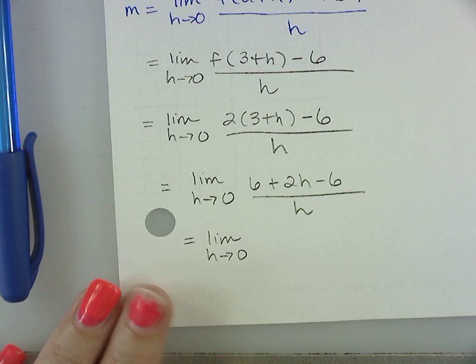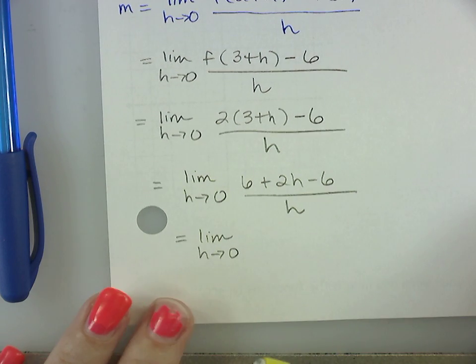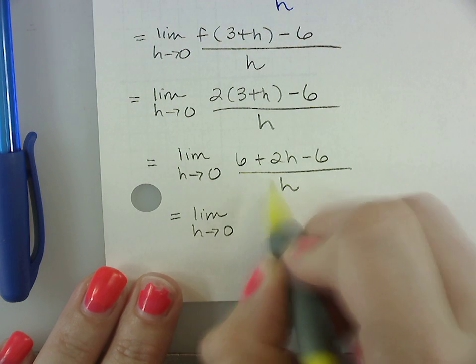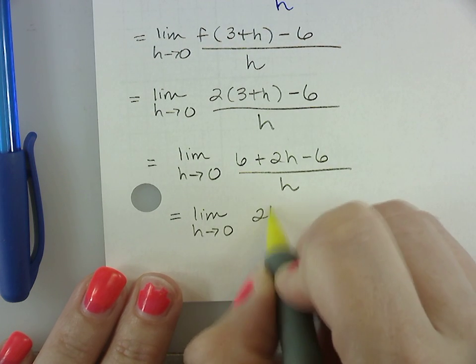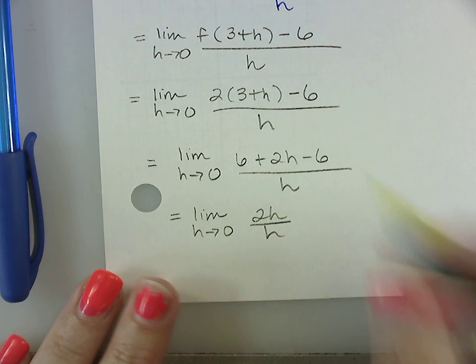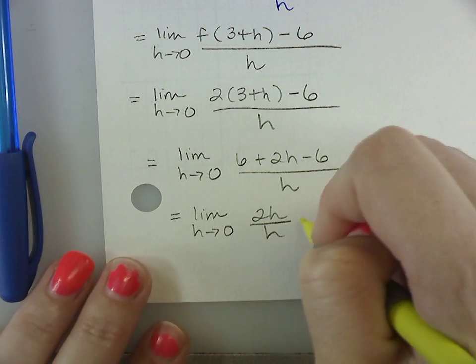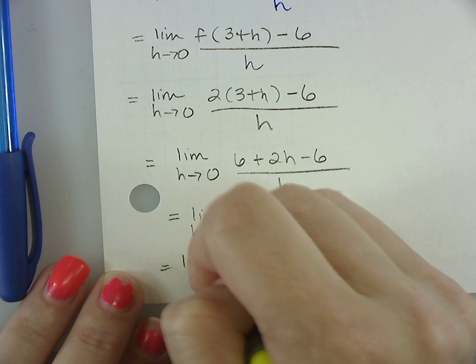Yeah, what's going to happen? Wait, did you say minus? Yeah, well, the 6s cancel out. Okay, good. So 6 minus 6 will be 0, so I'll have 2h over h. And what's going to happen with my h's? Okay, those are going to cancel out.